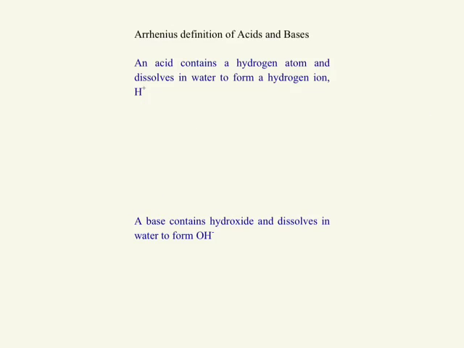Acids and bases. The earliest definition of acids and bases was suggested by chemist Arrhenius in the late 19th century. According to Arrhenius, an acid contains a hydrogen atom and dissolves in water to form hydrogen ions. For example, HCl is an acid because it has a hydrogen atom, and when dissolved in water it forms hydrogen ion.